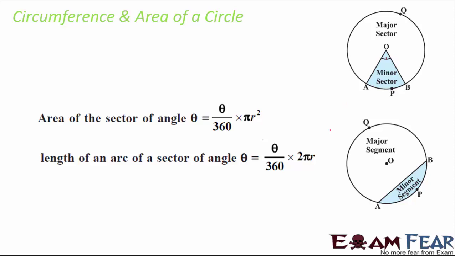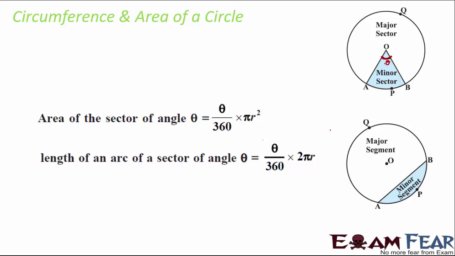Any circle would have a minor sector and a major sector. For example, the smaller one, where the angle involved is less than 180 degrees, would be your minor sector, and the other one would be the major sector. So this entire white region is the major sector and the blue region is the minor sector. How do we calculate the area of a sector? It is given by theta divided by 360 into pi r square, where theta is this angle.